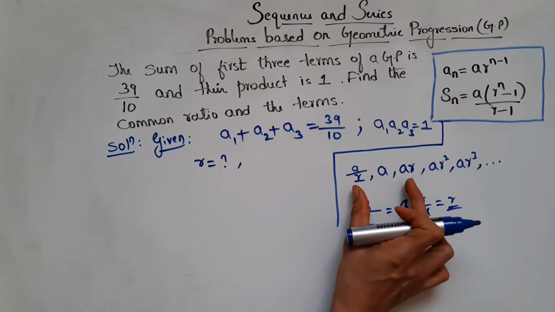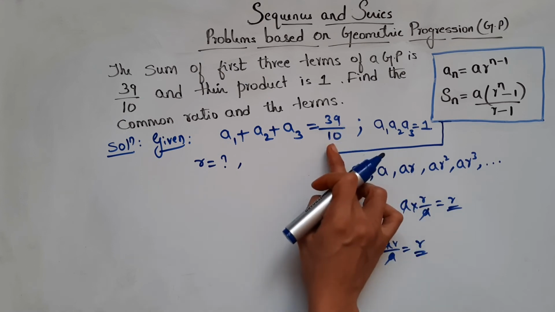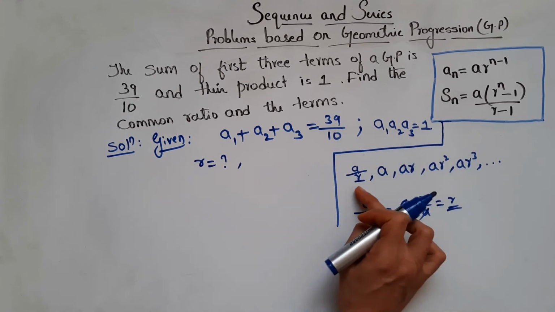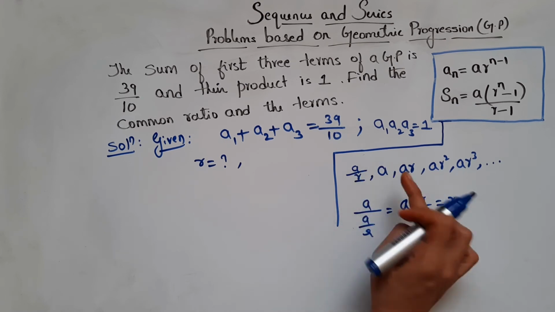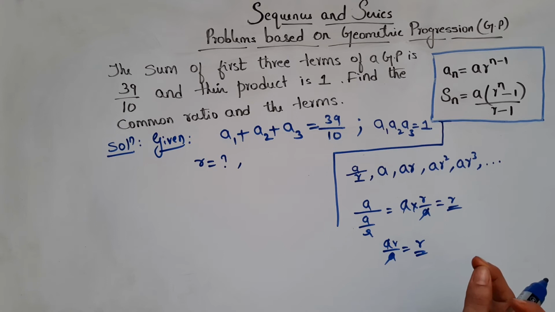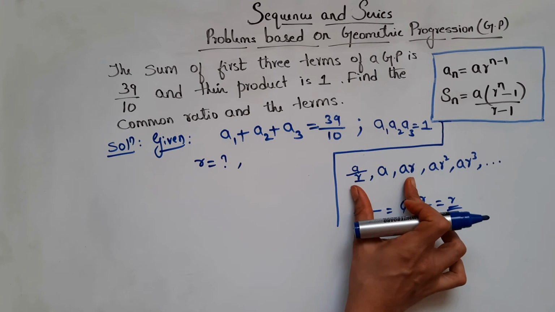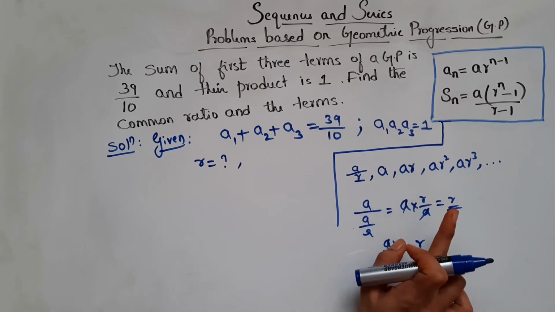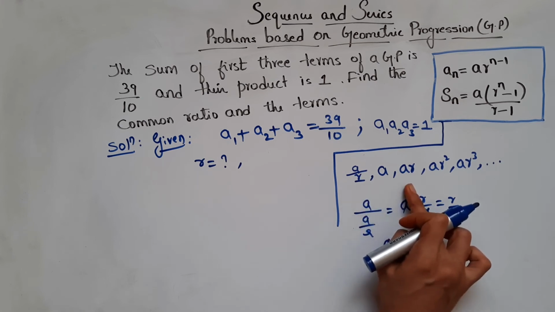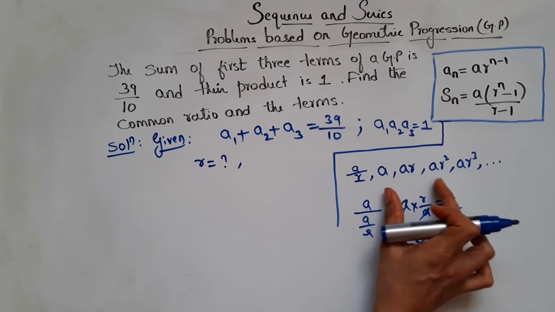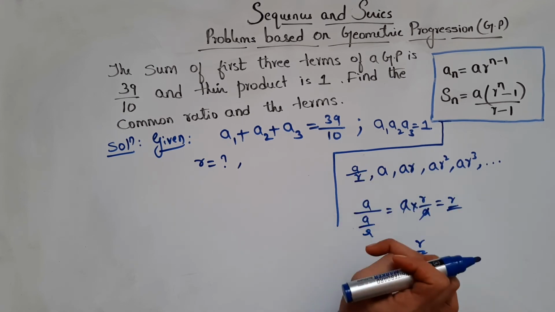Now if you take these three terms as A1, A2, A3, their sum is 39 by 10 and their product is 1. So now we multiply, and this R and this R will be gone. We are left with A cube. So we will take these three terms as the first three terms of the GP. I hope you are getting my point. Why are we going for this? Because we have two unknowns. If you take the earlier three terms, we cannot nullify any of the unknowns. But if we take these three terms, we can nullify the R, right?